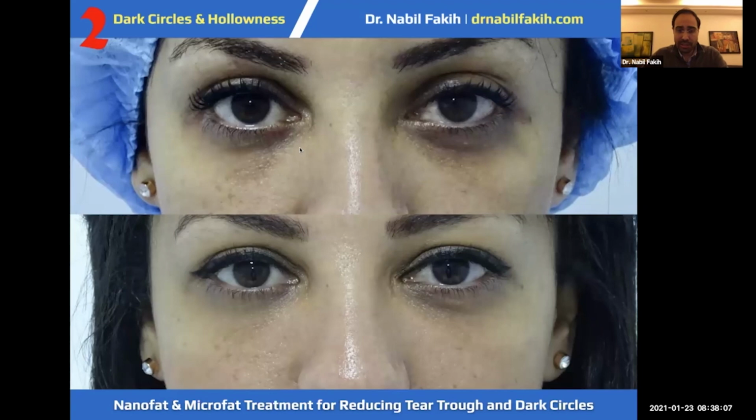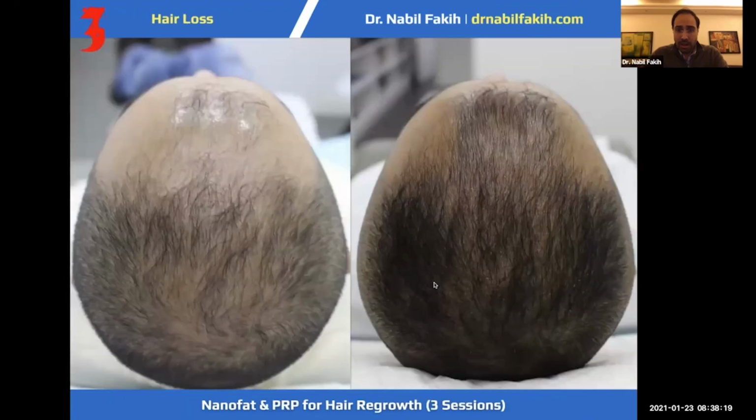And this is another patient for whom I did Microfat and Nanofat. Improvement in the pigmentation, you could say improvement in the dark circles, and she was so happy with this. For hair loss, I injected 3 sessions in this patient. I've seen a dramatic improvement in it.